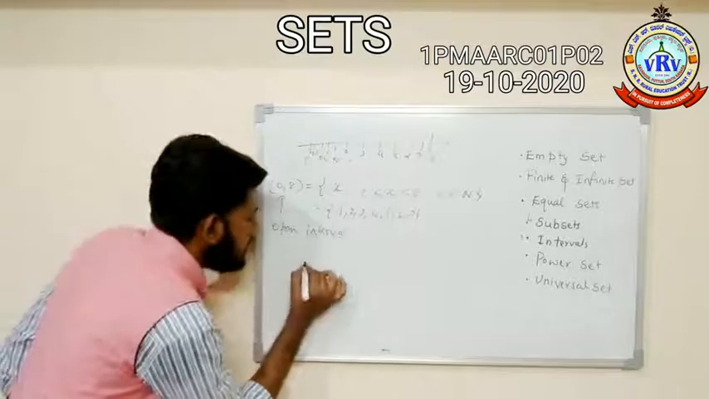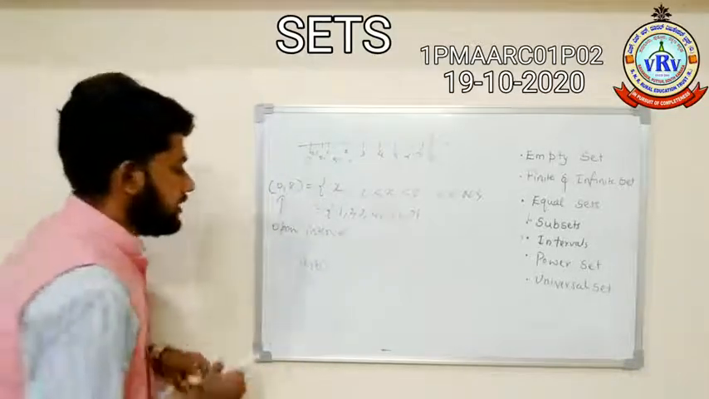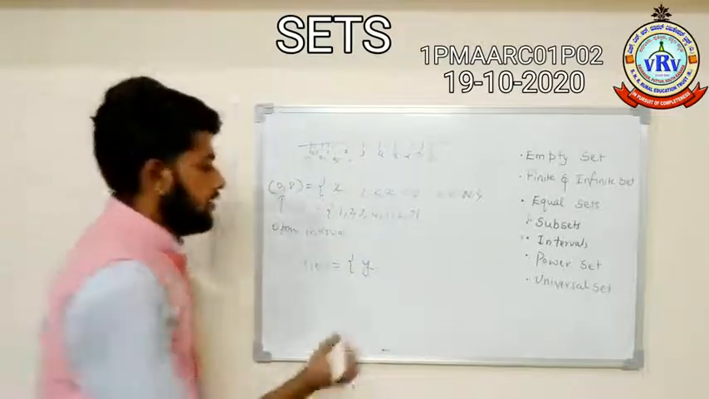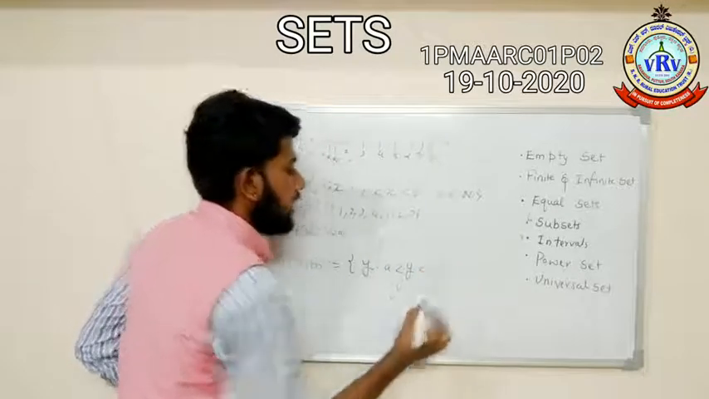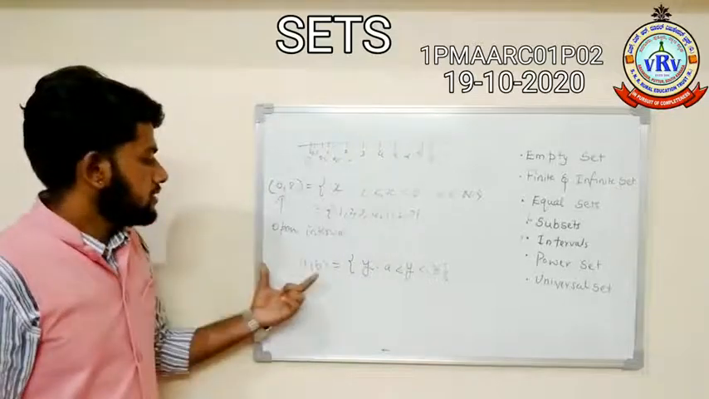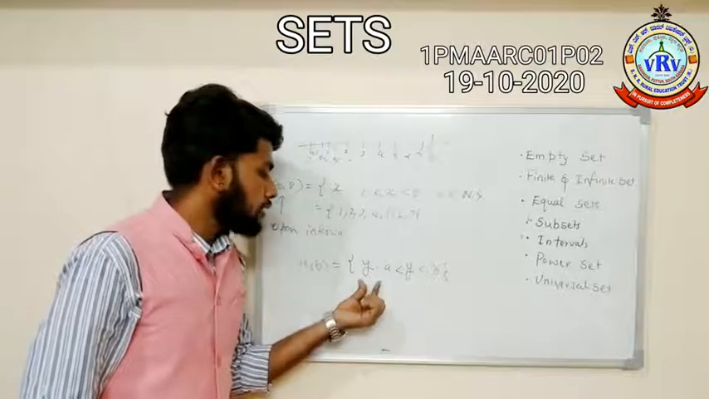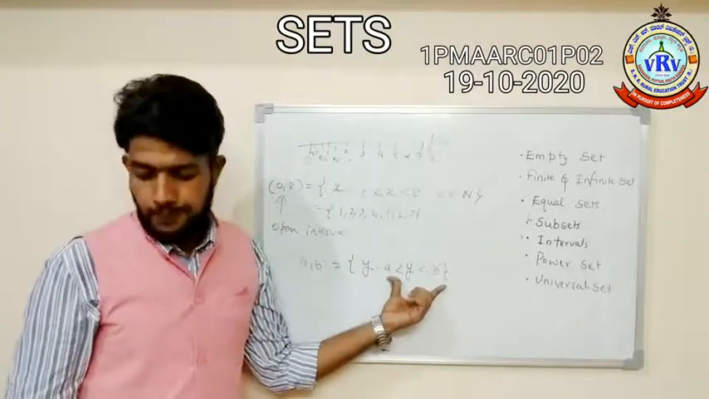In general, the interval (a, b) is nothing but the set of all elements y which lie between a and b. Clear? This is the open interval (a, b), which contains the set of all y such that y lies between a and b.